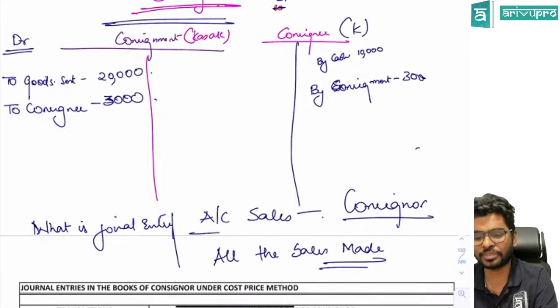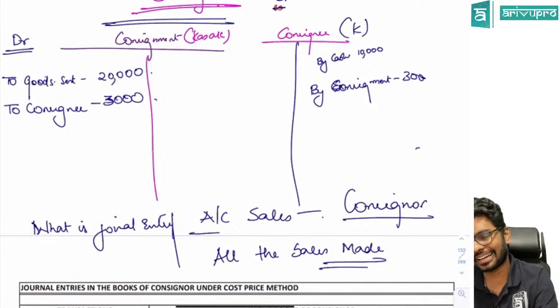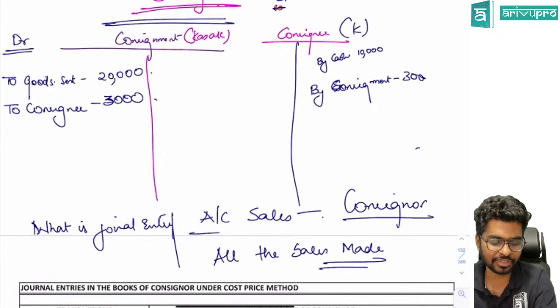Account sales is a statement, sir. He's sending one statement saying that, boss, this is the number of sales I've done in a year. Harini, in the consignor's book, how will his name come, Harini?